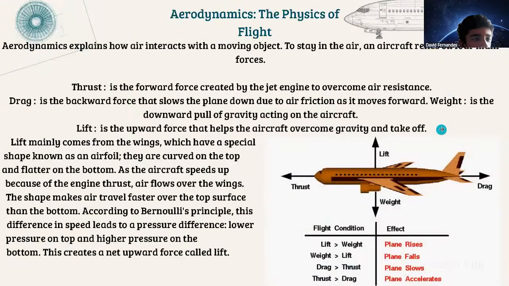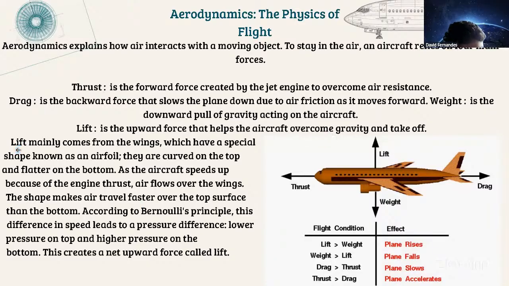Aerodynamics explains how air interacts with a moving object. To stay in the air, an aircraft relies on four forces. Thrust is the forward force created by a jet engine to overcome air resistance. Drag is the backward force that slows the plane down due to air friction as it moves forward. Weight, the downward pull of gravity on the aircraft. Lift is the upward force that helps the aircraft overcome gravity and take off.